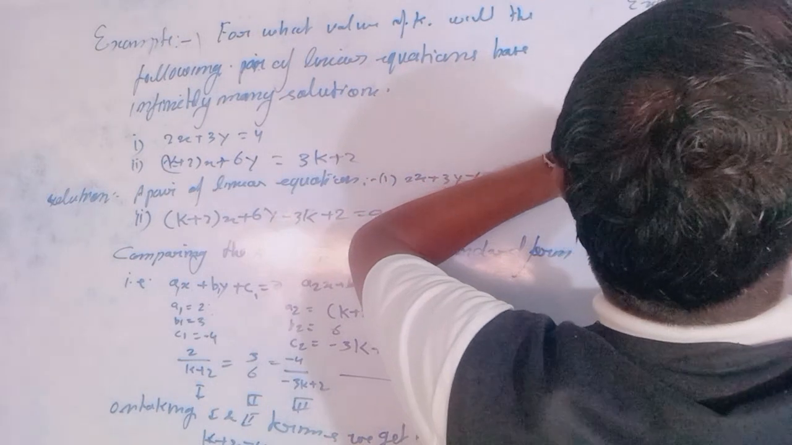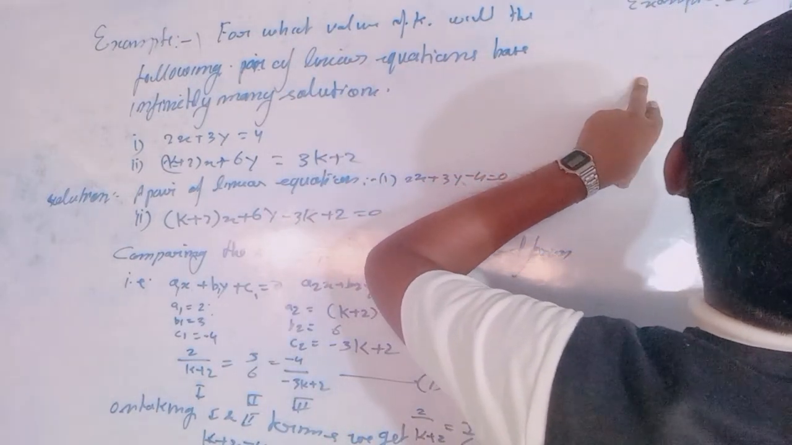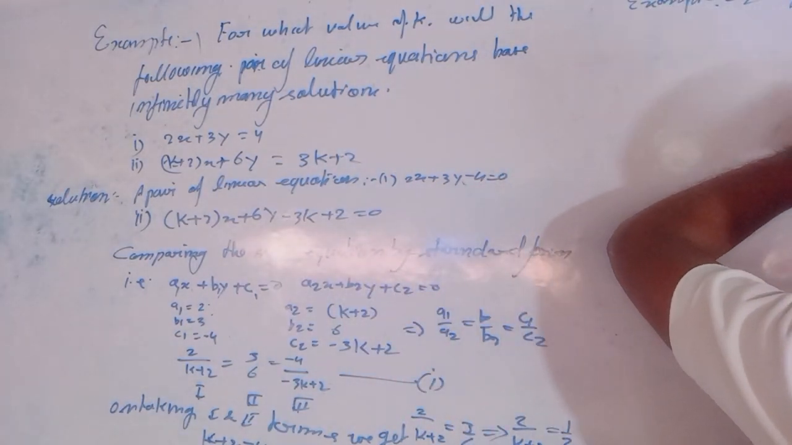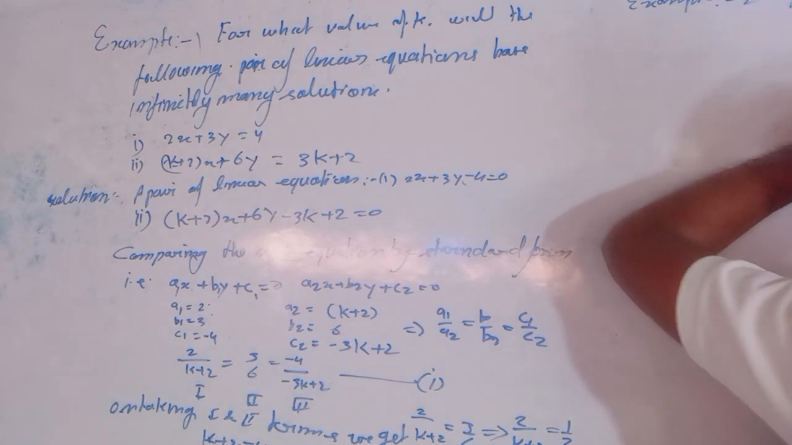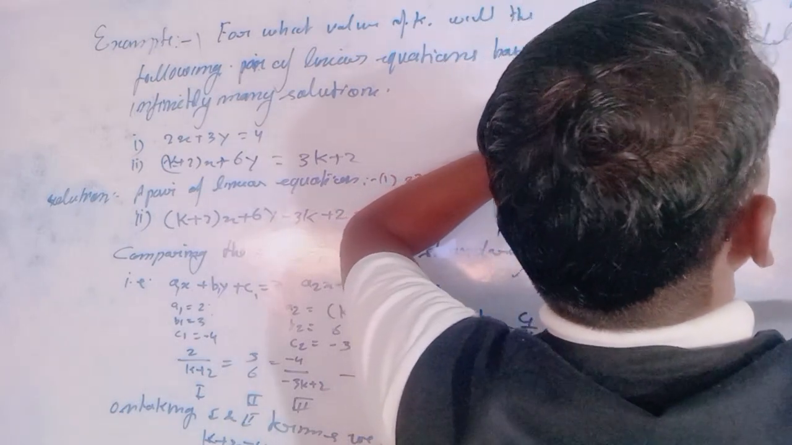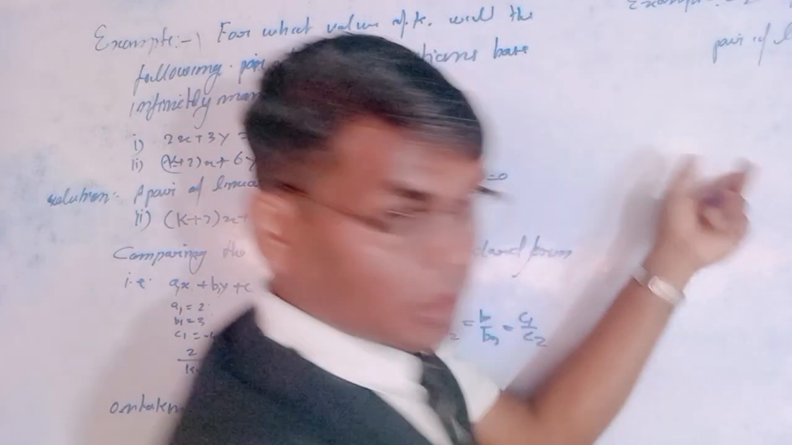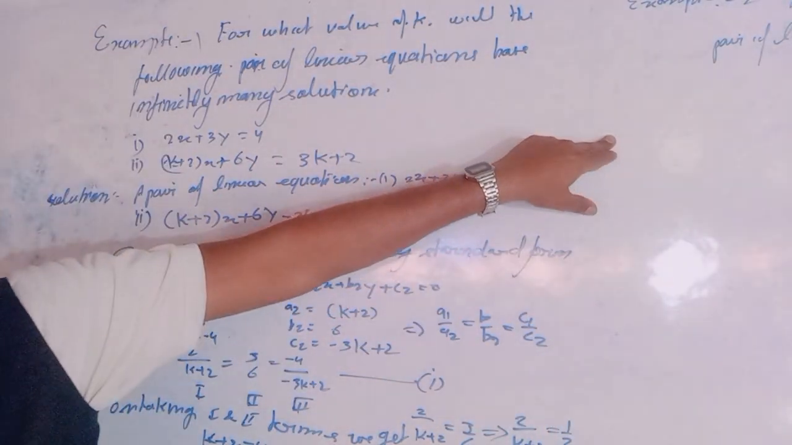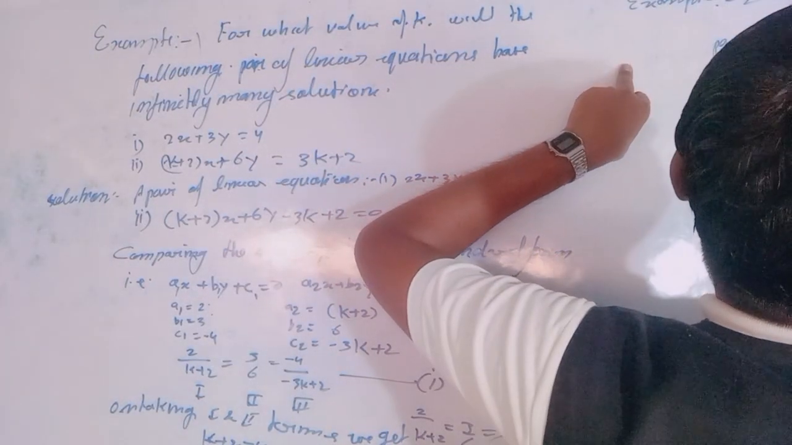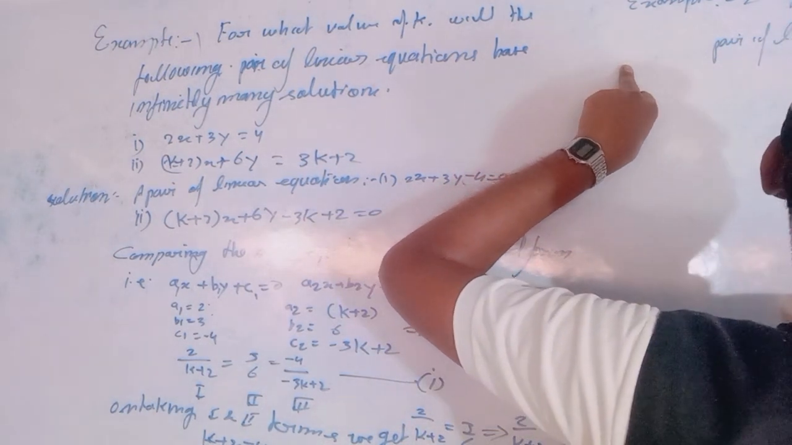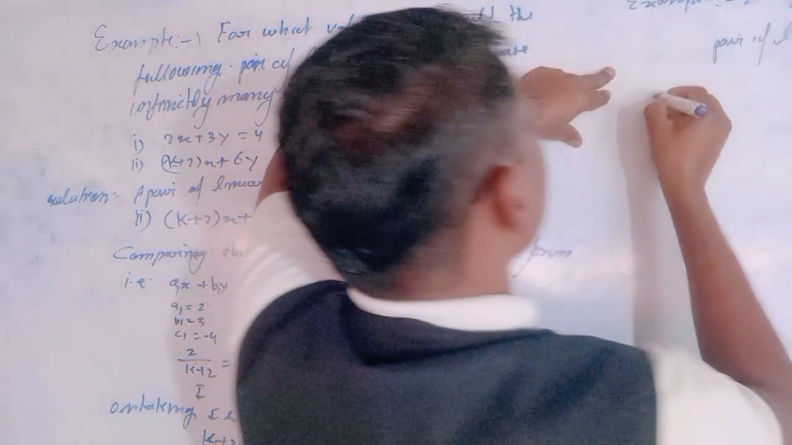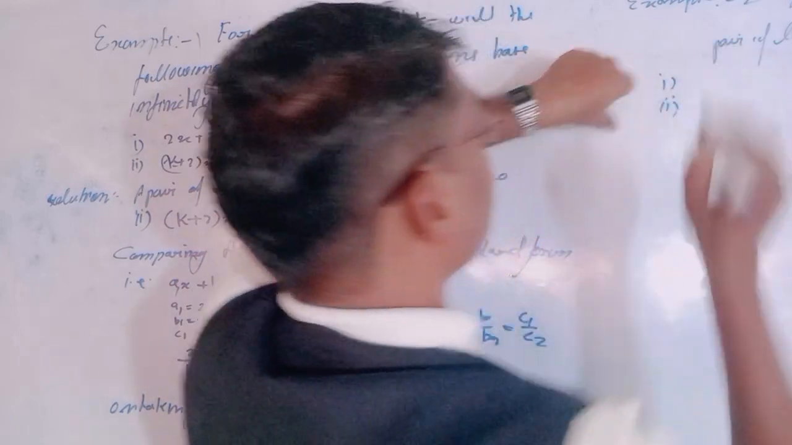For what value of p will the following pair of linear equations represent parallel lines?